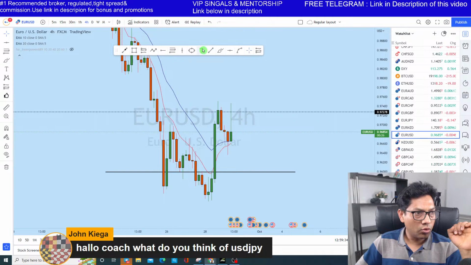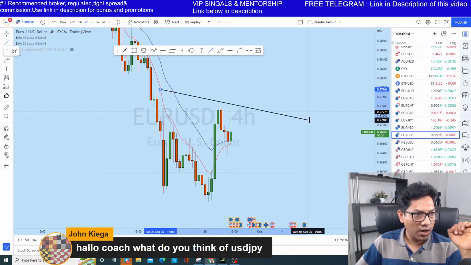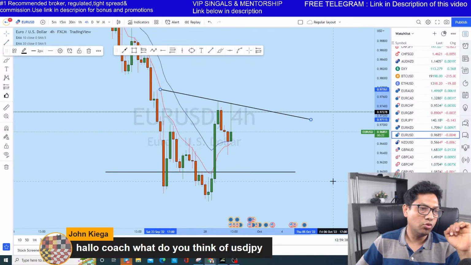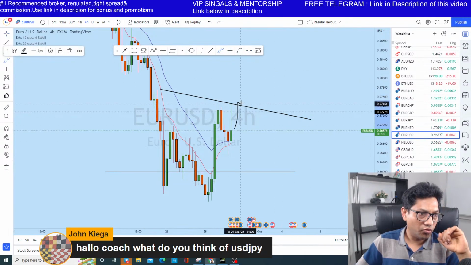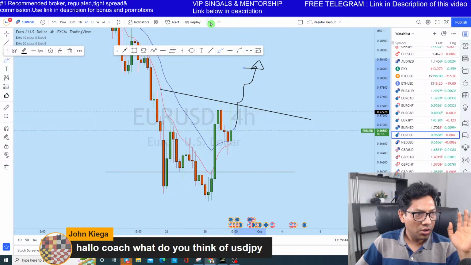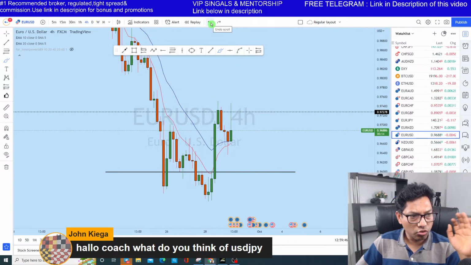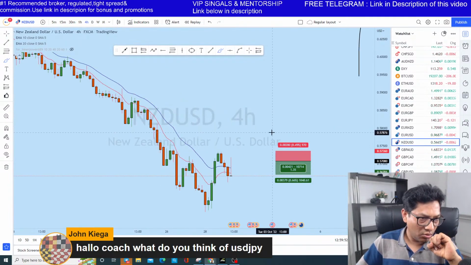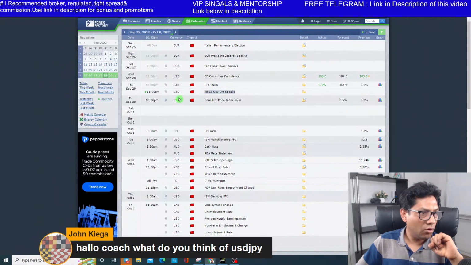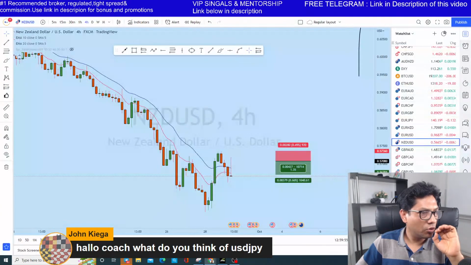Or it could even create a lower high along this zone and then drop. I don't think that EUR/USD will be fully bullish, so there's a little bit of confusion, so we will not be doing anything on these pairs. But NZD/USD is looking highly bearish, though there is news coming on NZD, so we have to be a little bit cautious.